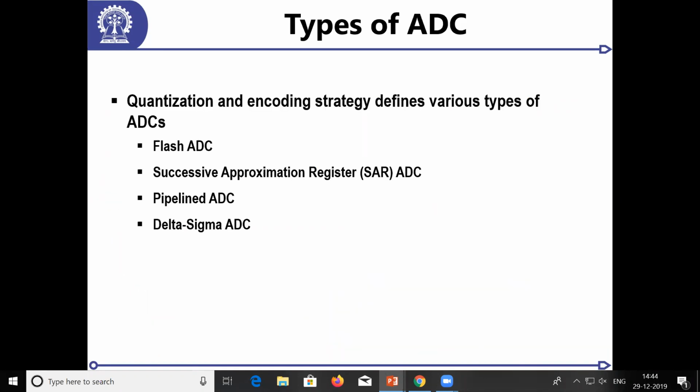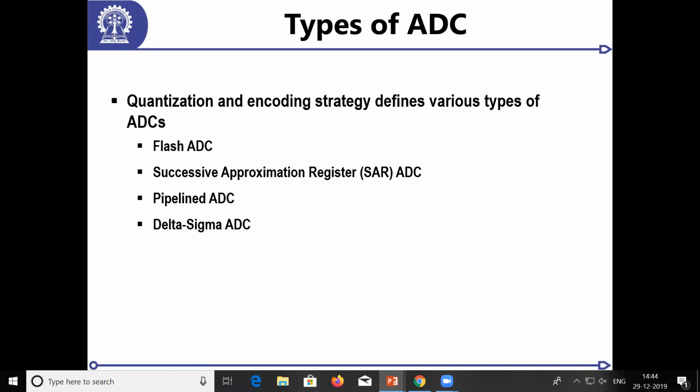Now, your strategy of quantizing a signal defines the type of data converter. I have listed 4, but there are a lot more kinds of data converters, ADCs. One is called a flash ADC. See, anything that we say in engineering has a meaning. Flash. What is the meaning of flash?